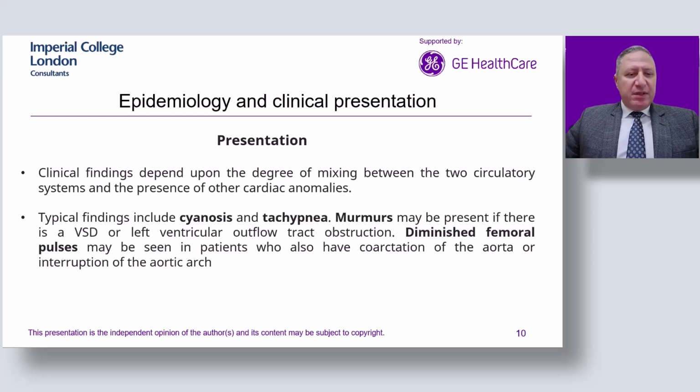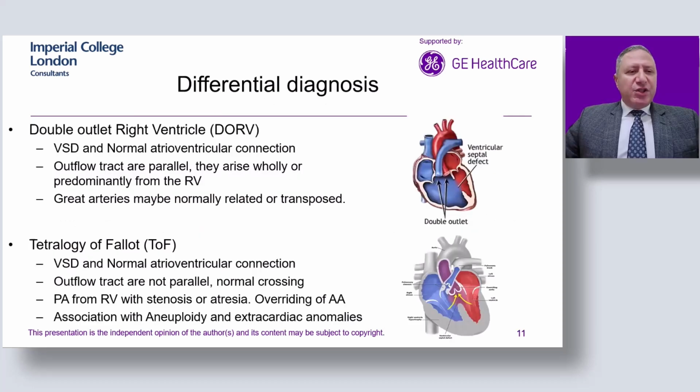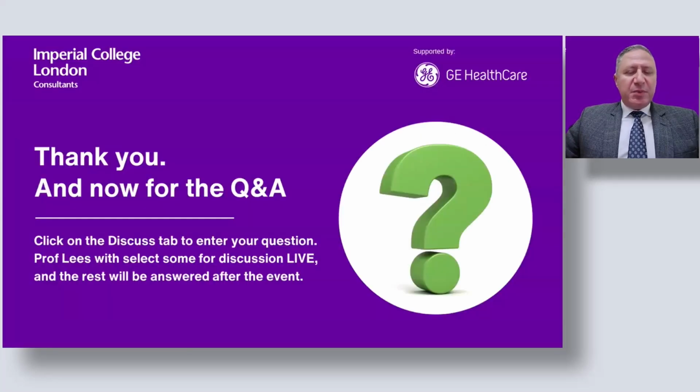Murmurs may be present if there is a VSD or left ventricular outflow tract obstruction. There can be some diminished femoral pulses that might be seen in patients who also have coarctation of the aorta or interruption of the aortic arch. So the differential diagnosis would be mainly the double outlet right ventricle and the tetralogy of Fallot. And hopefully there will be some time to discuss the ultrasound differences and clinical differences in the live part of the webinar.